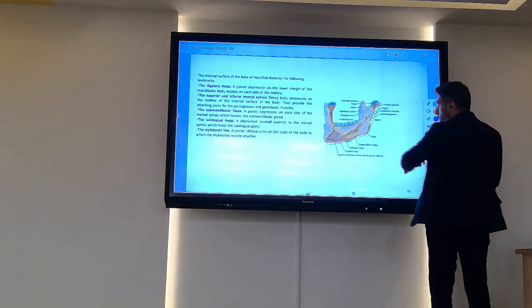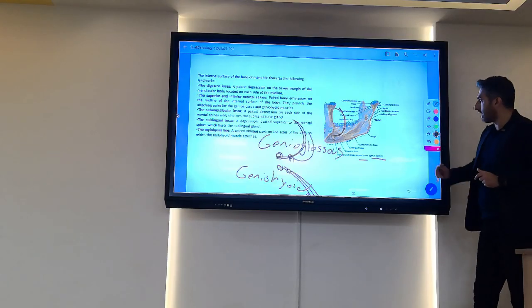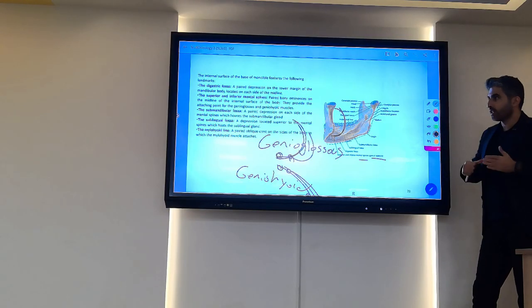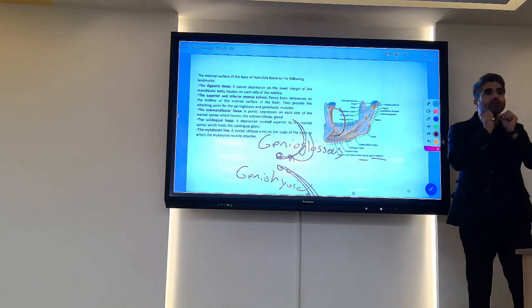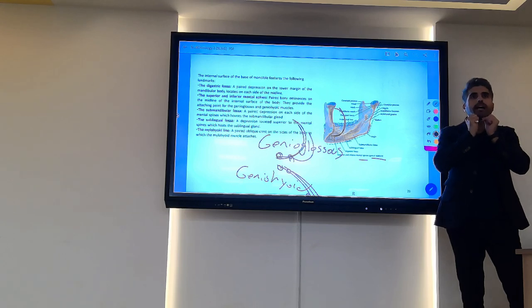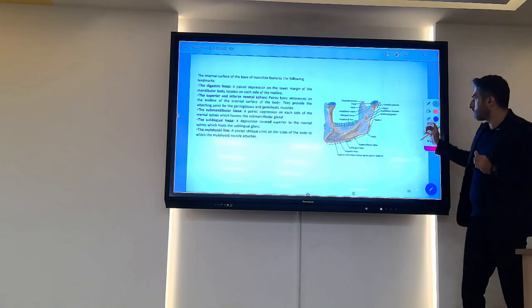And the last point in the body, we should talk about two small fossae here at the inferior border. It means here.